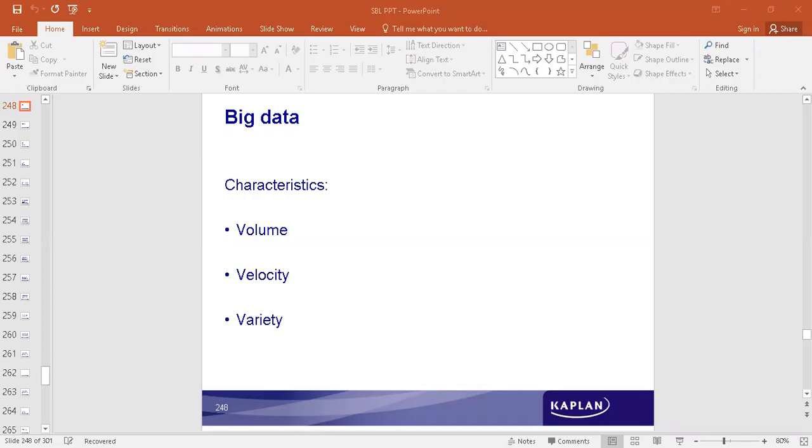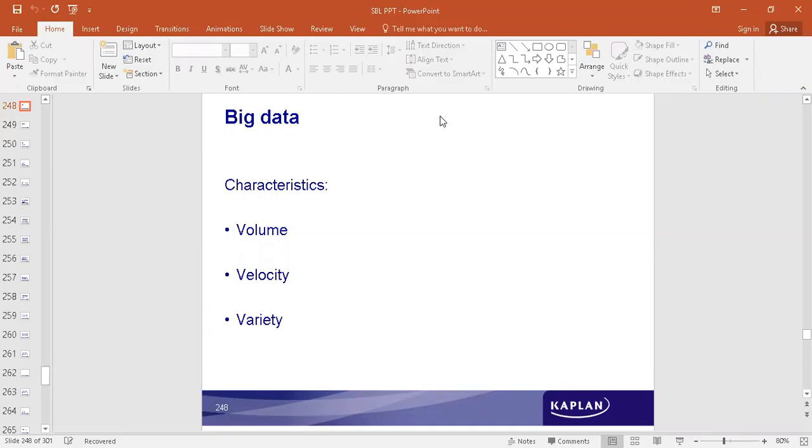You also have to learn that, because you have to advise someone in the organization, explain something to the people in the organization, etc. So the first aspect we learn about is the concept of big data.